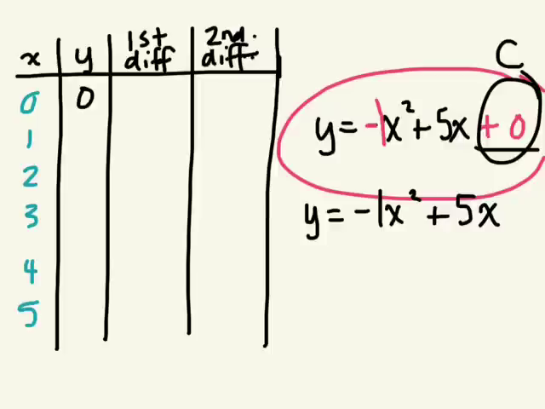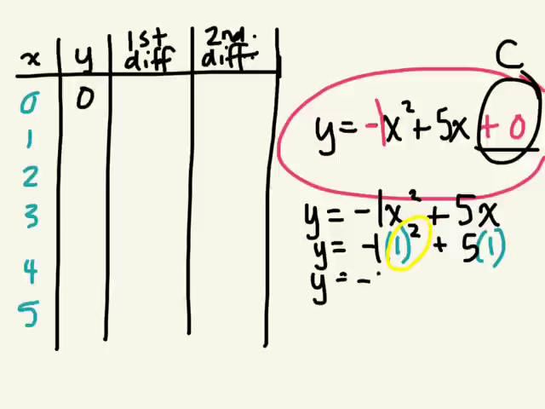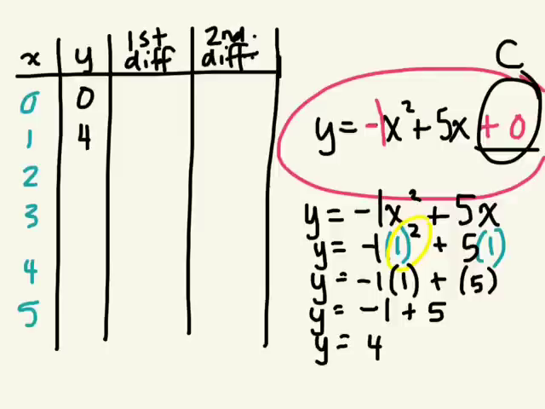Okay, I'll do the next one, and then you guys will fill it in on your own. If x is 1, now wherever I see an x, I'm going to replace it with the number 1 to figure out y. Y equals negative 1x squared plus 5x. Always do your exponents first. 1 times 1 is 1. So y equals negative 1 times 1 plus 5 times 1, which is 5. Negative 1 plus 5 is 4. So we know the next point is going to be located at 1, 4. You guys fill in the rest, okay?